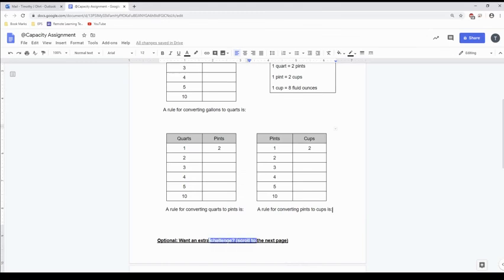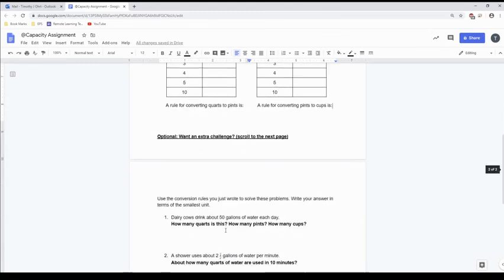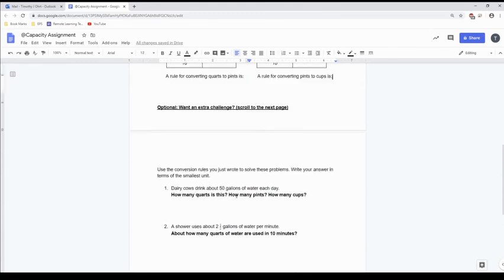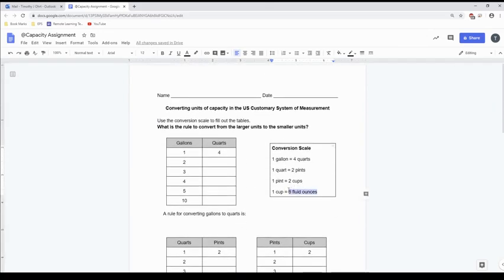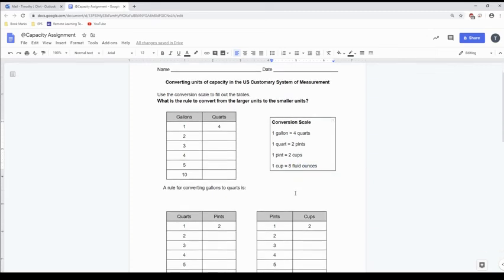Now, if you want an extra challenge, you can scroll down. You can kind of take a look at these questions. The other thing here, 1 cup equals 8 fluid ounces. That kind of just means how much liquid is in 1 cup, and it is 8 fluid ounces. All right, if you get stuck, not sure what to do, reach out to your teacher.